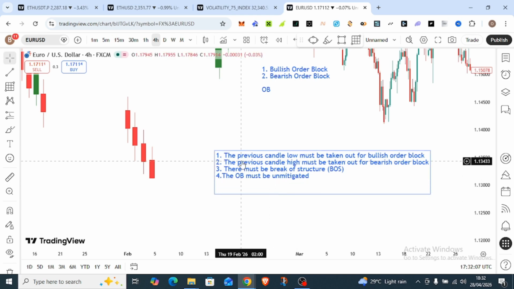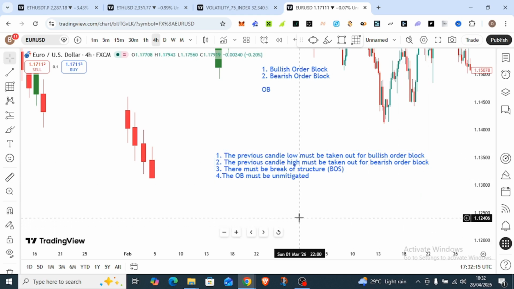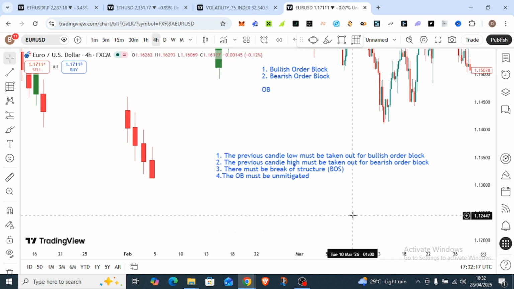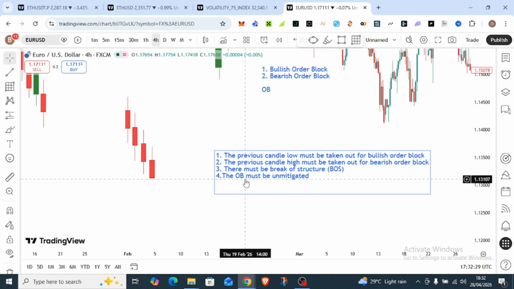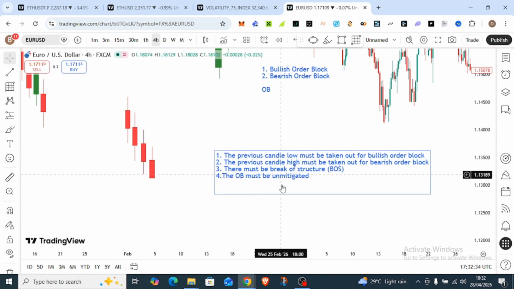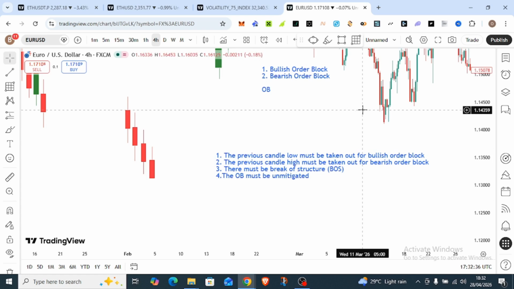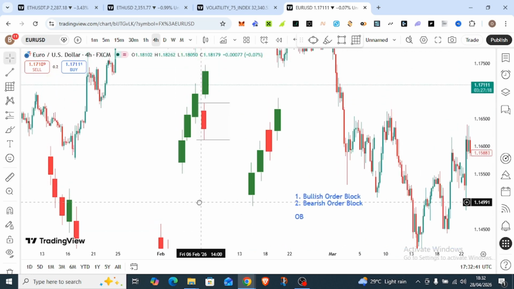These are the rules. Number one, the previous candle low must be taken out for a bullish order block. Number two, the previous candle high must be taken out for a bearish order block. Number three, there must be a break of structure, in short form BOS. Number four, the order block, written as OB, must be unmitigated. So these are the four rules we will use in identification of a valid order block.